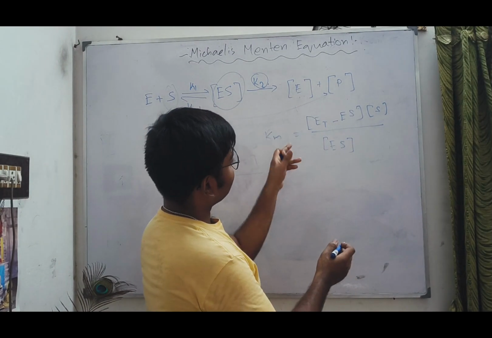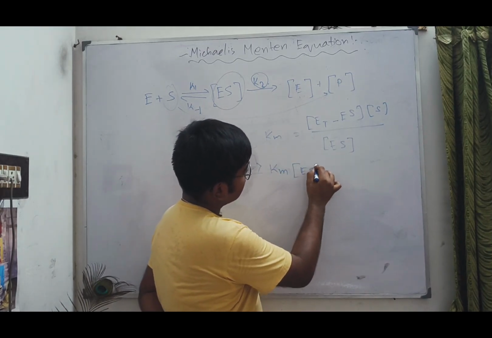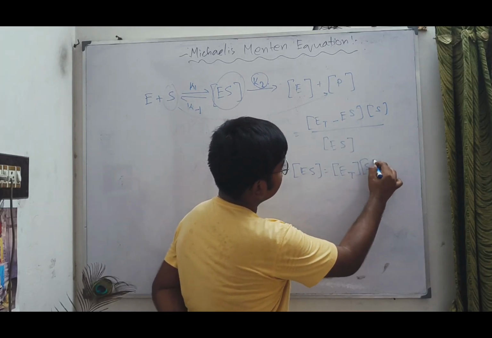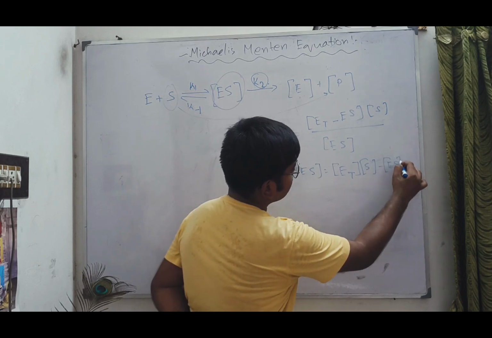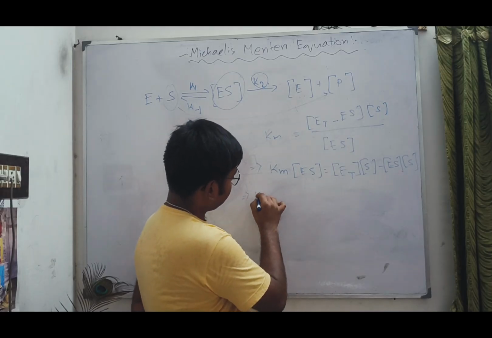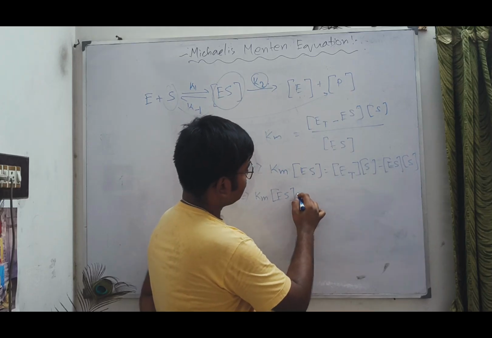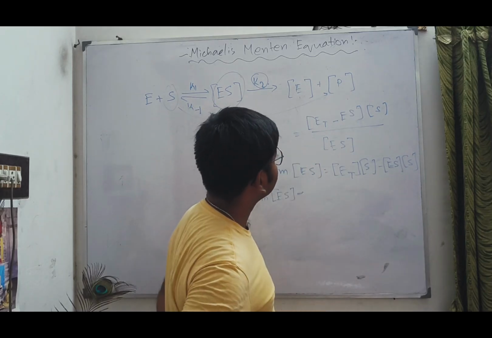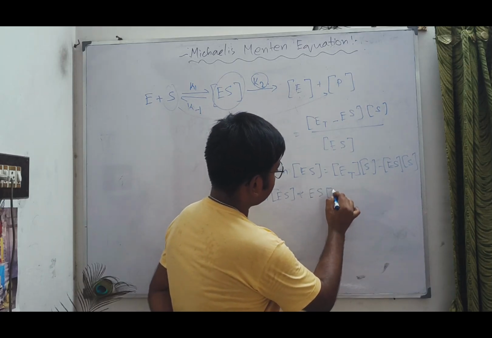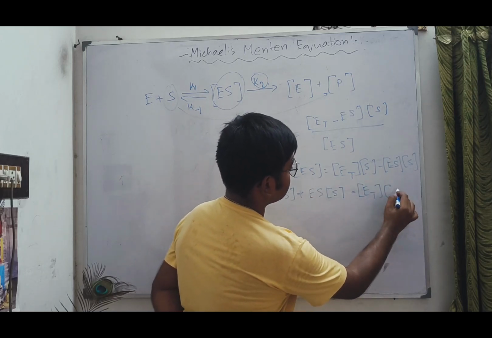So now I am going to crisscross. Crisscross means I will multiply Km with Es, and I will multiply Et with S minus Es with S, just basic multiplication. Now I will write it like this: Km Es minus Es S, plus Km Es, and here would be Et S.